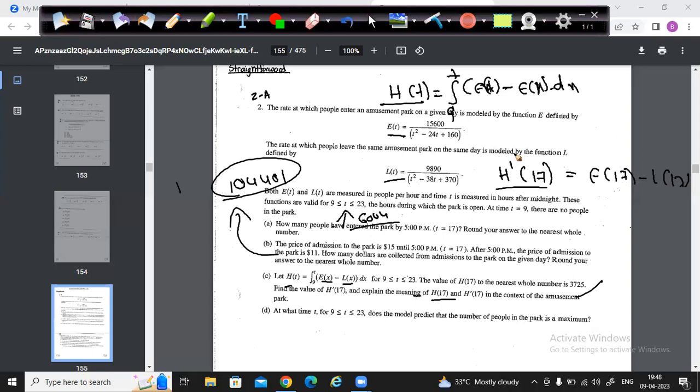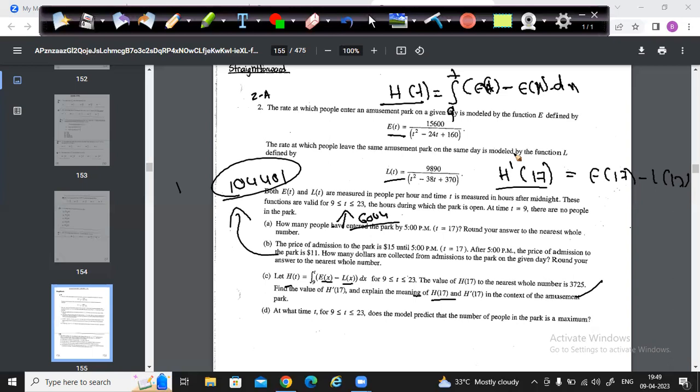H of 17 gives the number of people in the park at that particular time, so at 5 o'clock it is 3725. Just find the value of H dash of 17, which is E of 17 minus L of 17. If you compute that, it will be either minus or plus. Suppose the answer is minus 30, so 30 people are leaving per hour at 5 p.m.